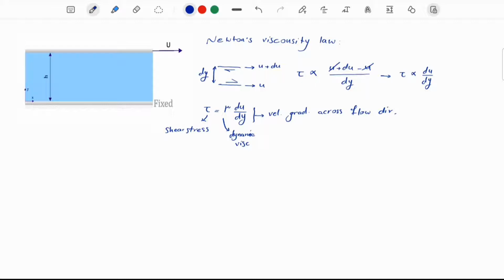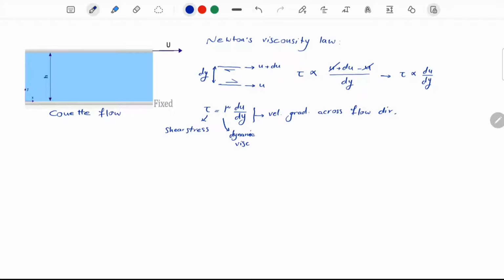The simplest problem in this subject is Couette flow. Couette flow means, this is a Couette flow. Let me write it first. Couette flow means a fluid flowing between two parallel plates, these two parallel plates, and flow is here, okay? This is called Couette flow, okay?